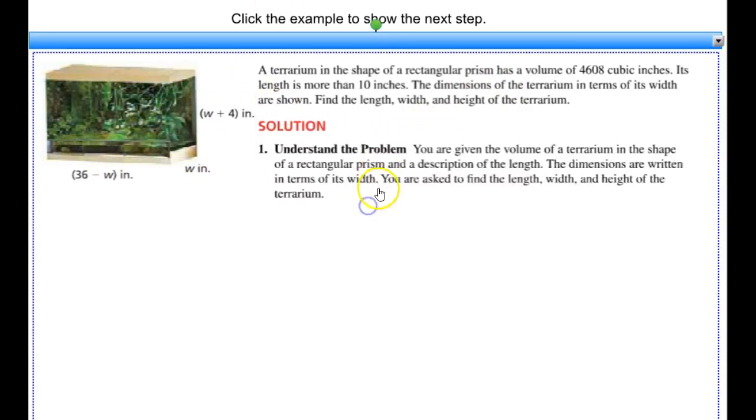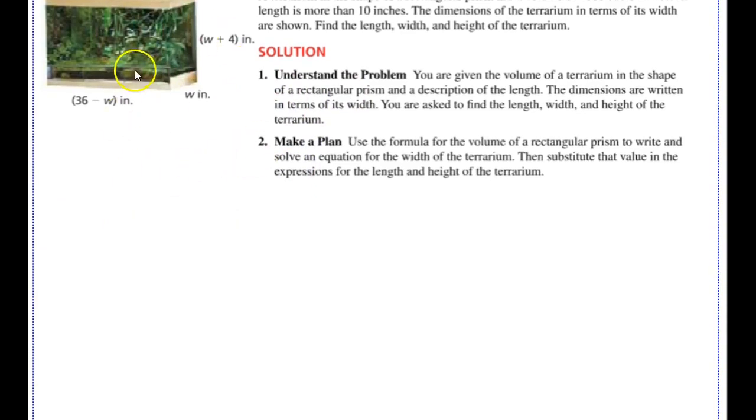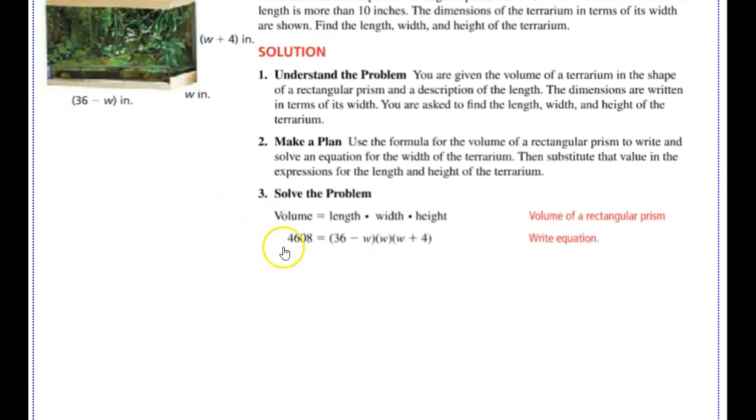So the first thing I want to do is figure out what I'm dealing with. I know I have a rectangular prism, and to find the volume of a rectangular prism, I multiply my three sides together. So now I make my plan, and I'm dealing with volume. So again, I multiply my three sides and substitute what I know. I was given the volume of 4,608. I'm given the length is 36 minus W, the width is W, and the height is W plus 4. So I can write my equation.